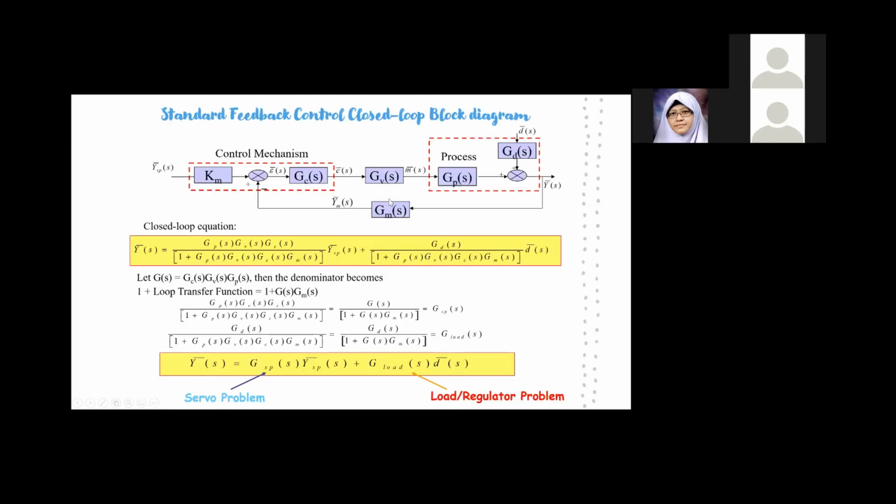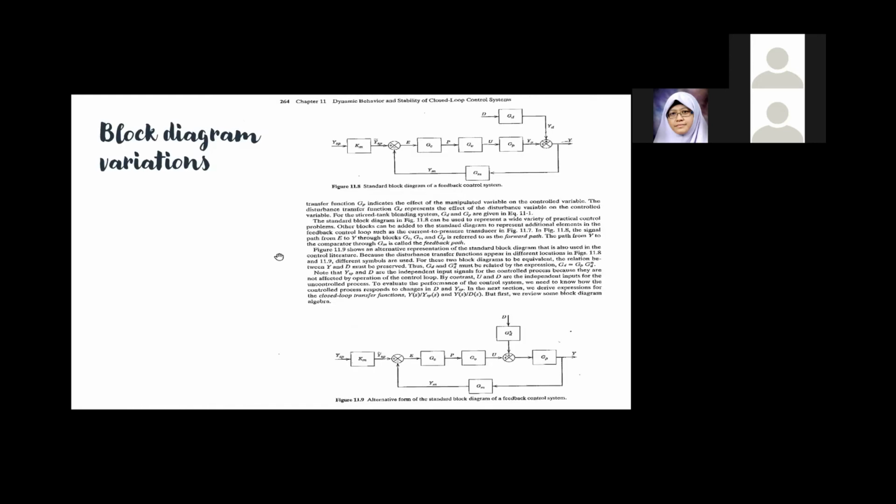Now, you have seen the standard feedback control closed loop block diagram. This is what you saw. If you have a block diagram, there can be variations. You can have the disturbance coming after the process, which is more common actually, or you can have it coming before the process. Now this is GD star, and GD star is not the same as GD.